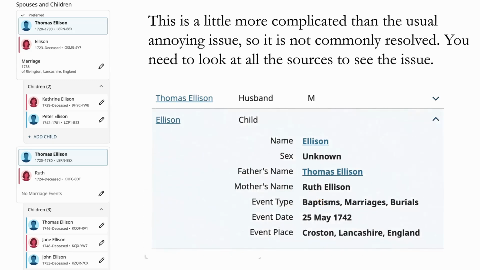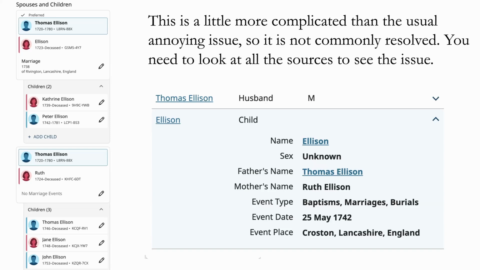And so what are we going to do? Well, we look at the resources. Now we have the sources of a child who is named Ellison, and the father's name is Thomas Ellison, and the mother's name is Ruth Ellison. Now we know Ruth's, so we don't know which one this is. It's in 42, and there's a Peter Ellison born in 1742. So this might be Peter Ellison, but down below that there's no marriage event, so we don't know. So are we working with two different families with two different sets of children? We're working with a family with the same children.